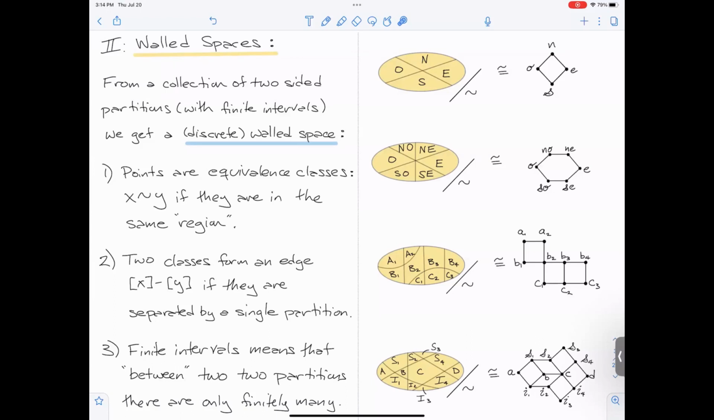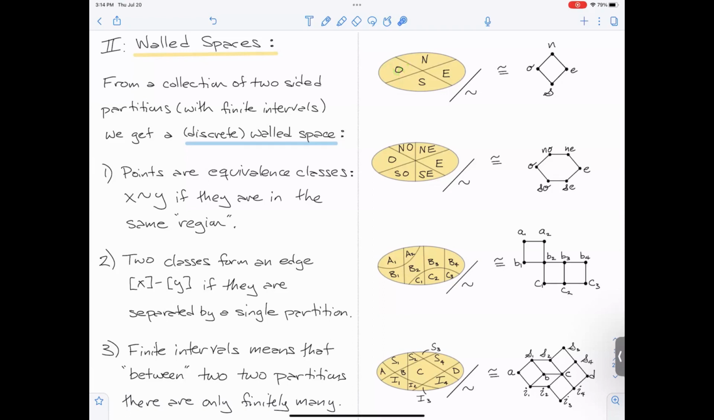If you don't have that, then you can try to put a measure on these partitions, and that would give you a measured walled space. So this is like with respect to the counting measure. Here is an example. Every region I'm drawing is non-empty. So I have north, south, east, west. And I guess west starts with a W, but not in French.